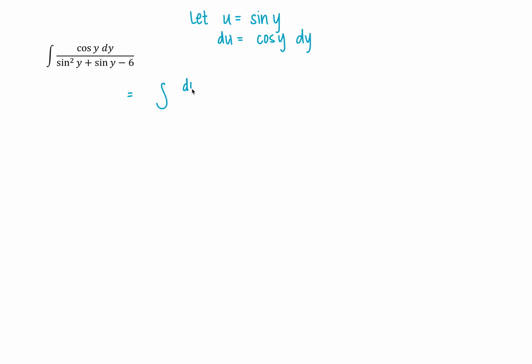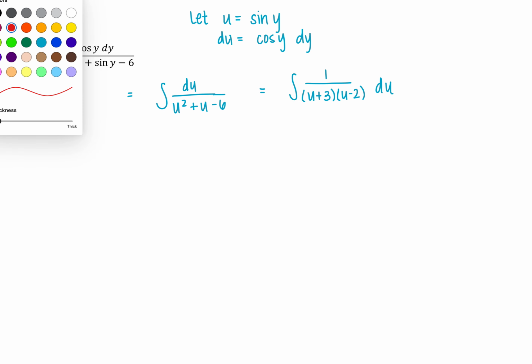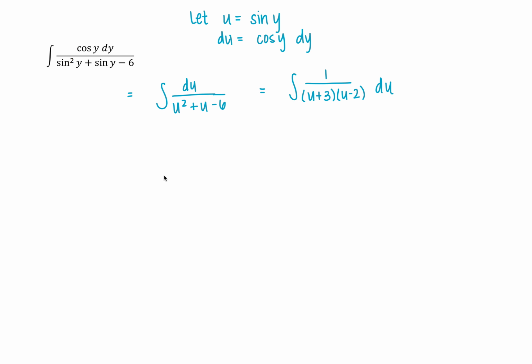So I could rewrite this as du over u squared plus u minus 6. That makes it a much simpler problem, and we can very easily factor that denominator. So I've got 1 over u plus 3 times u minus 2 du. So once again, I'm going to turn this into partial fractions. This one is a lot simpler than the previous example.